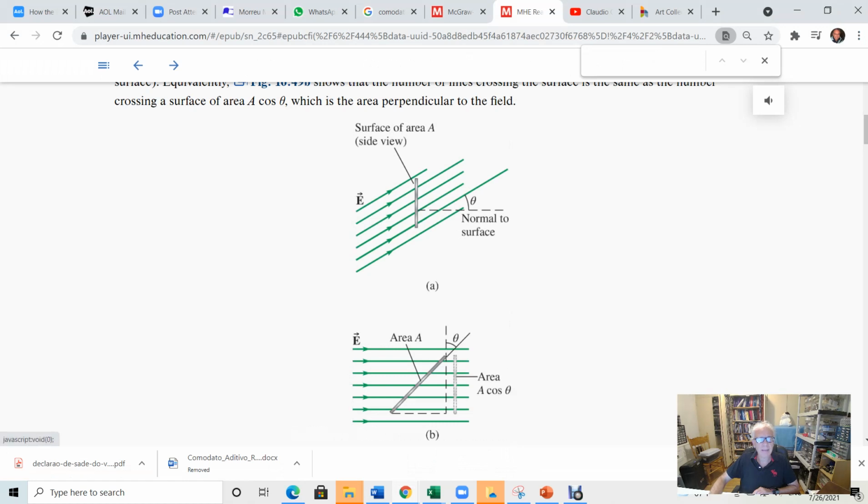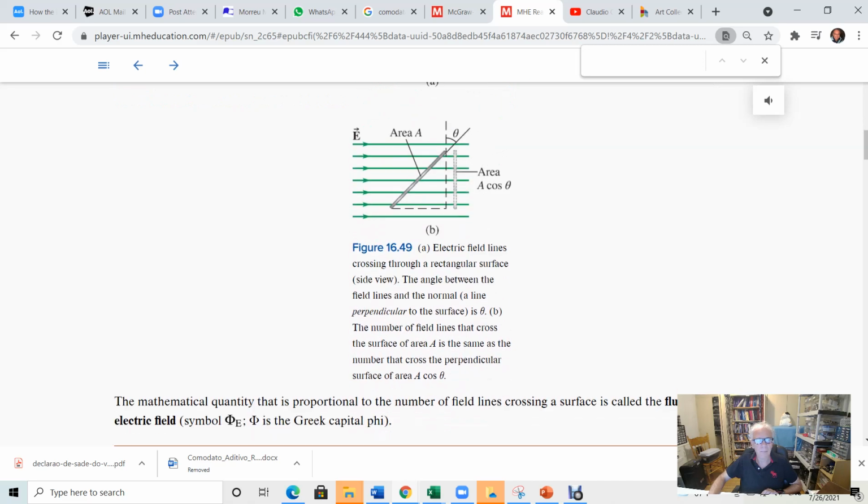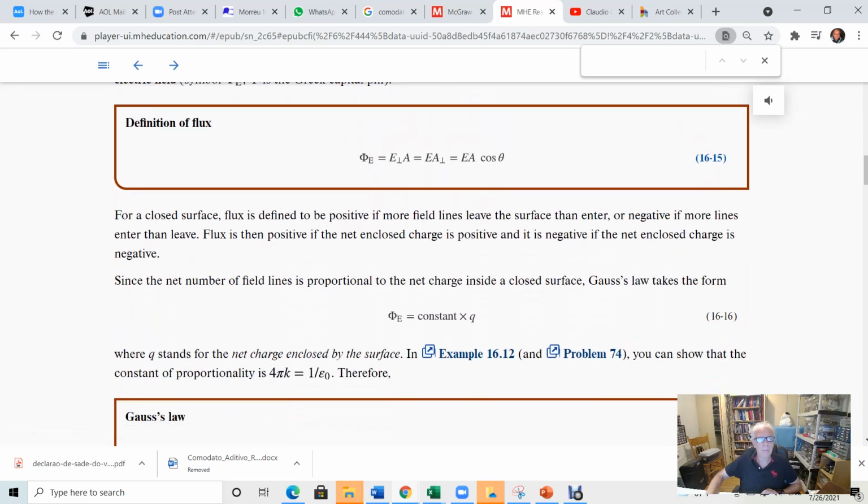Okay, don't forget that theta is the angle between the area vector, that's always perpendicular to the surface, or normal to the surface. We also refer to that as a normal to the surface. Normal is a more generic concept than perpendicular. It is the angle between the area vector and the electric field. So we have here the same equation.